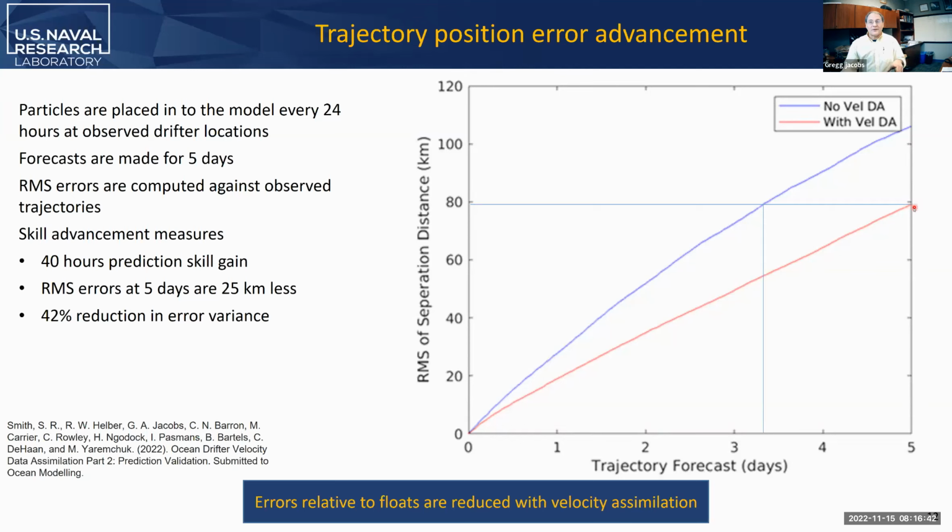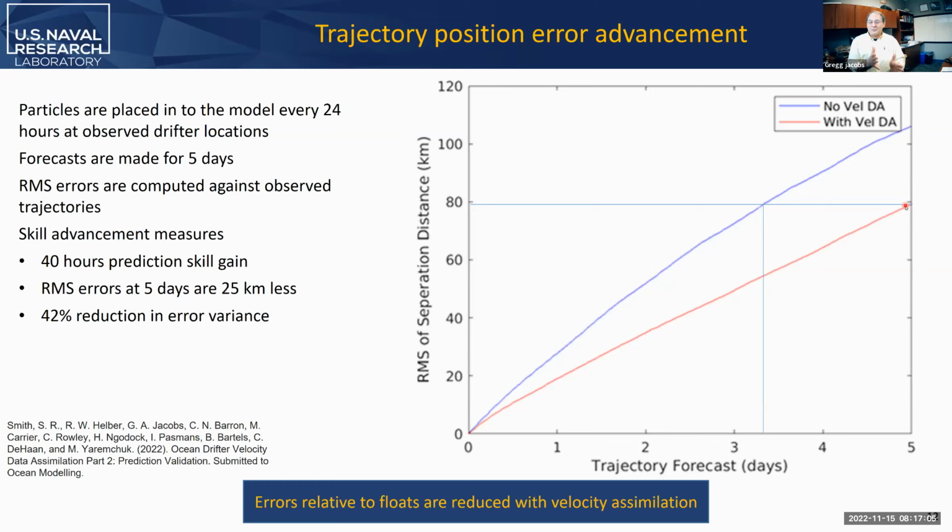Another way to look at this is the improvement in the forecast time. You see that the error level at a little less than 3.5 days without the velocity data assimilation is the same error level at 5 days. So we've actually improved the forecast. We've gained 40 hours of forecast skill, which is huge.